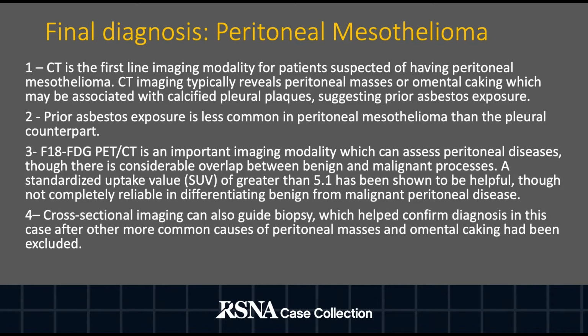FDG PET-CT is an important imaging modality which can assess peritoneal diseases, though there's considerable overlap between benign and malignant processes. A standardized uptake value greater than 5.1 has been shown to be helpful, though not completely reliable, in differentiating benign from malignant peritoneal disease. Cross-sectional imaging can also guide biopsy, which helped confirm the diagnosis in this case after other more common causes of peritoneal masses and omental caking had been excluded.